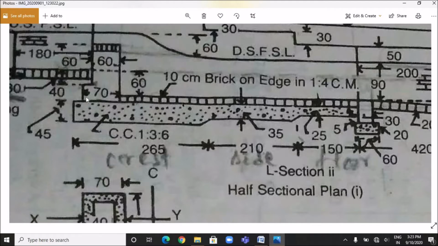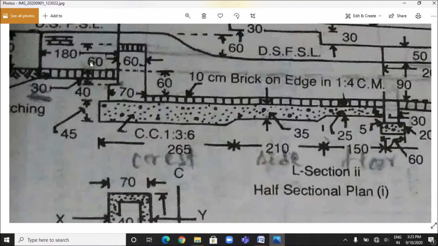centimeter. And the 70 centimeter breadth of the crest wall has a height of 40 centimeter, for which the first class brickwork is to be done. And the 60 centimeter breadth crest wall has a height, here you can see from this point to this point, this height is 60 centimeter and this height is 30 centimeter. So 60 plus 30, total is 90 centimeter. So from this point to this point, this height is 90 centimeter.